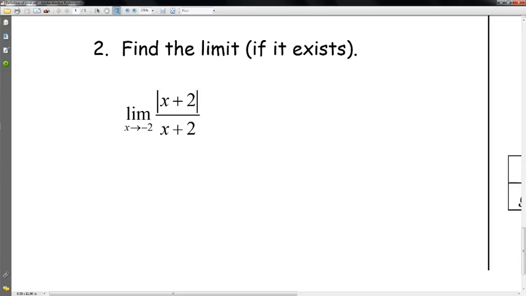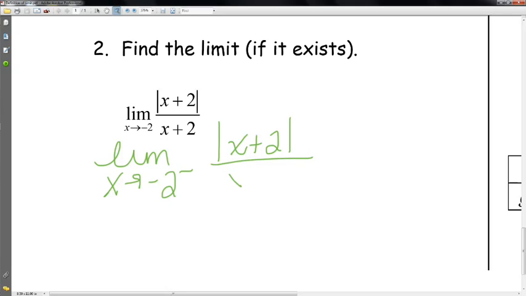And so I'm going to split this up. I'm going to write the limit as x approaches -2 from the left-hand side. And notice how I have that little negative that's floating up in the middle of space right here. So there's my left-hand side. And instead of writing f of x, I'm going to write the function, x plus absolute value of x plus 2, over x plus 2.